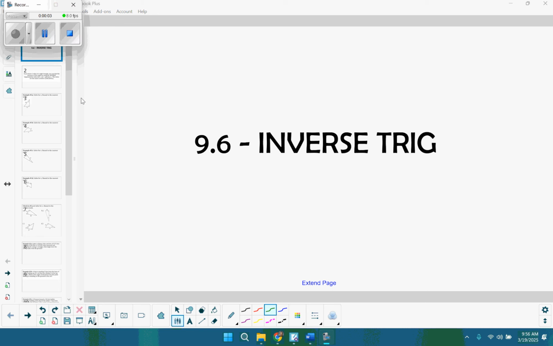This is section 9.6. We're going to talk about inverse trigonometry. So inverse always means the opposite. Like when we talk about inverse operations, we're talking about what undoes something in a problem. So the inverse operation to addition is subtraction, and the inverse operation to multiplication is division. Each of our trig ratios has an inverse.